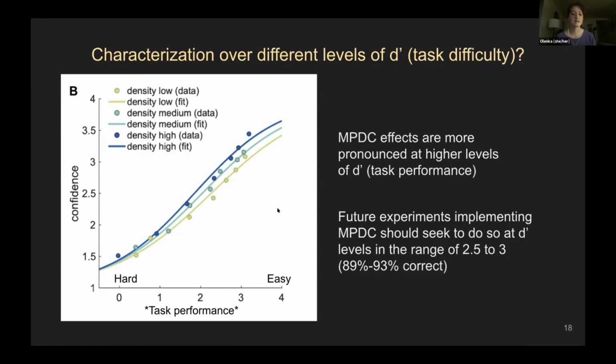And so the main takeaway with this question is that the MPDC effects are more pronounced at higher levels of D prime or task performance, as you can see the lines separating here, which implies that future experiments using MPDC should seek to use D prime in the range of 2.5 to 3, or otherwise 89% to 93% correct or accurate.